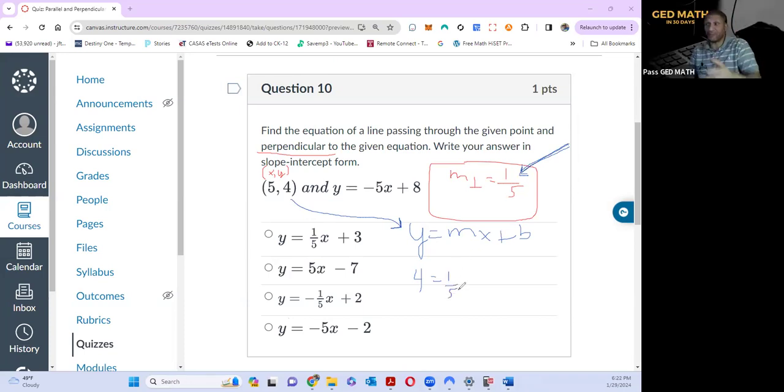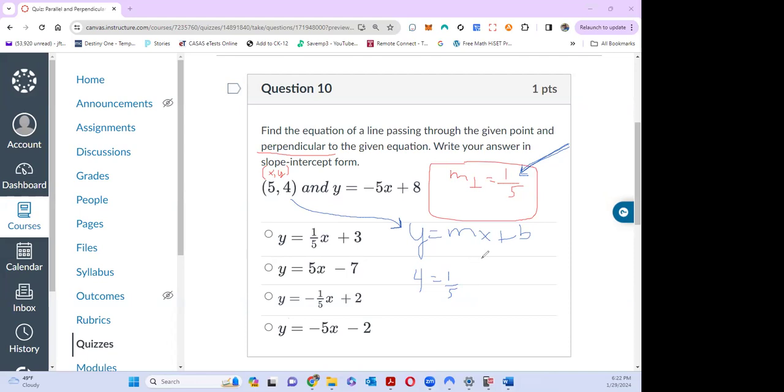Again, that's the mistake that people make. We don't need to find the equation of the original line. We already know the slope of that, -5. That's not what we're trying to do. We're trying to find the equation of a line that is perpendicular to that line. So that's why we need the slope of the perpendicular line, and what we figured out is 1/5, not -1/5.